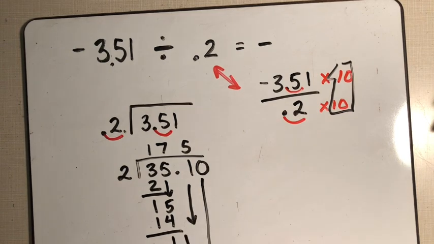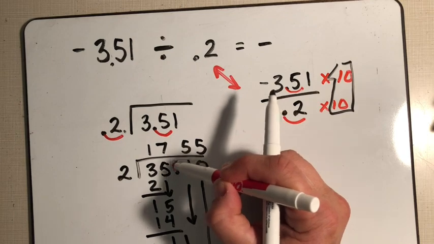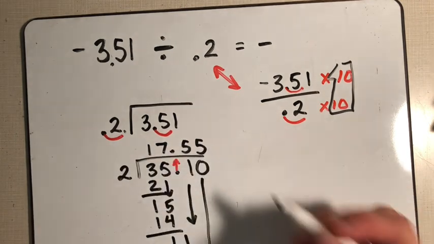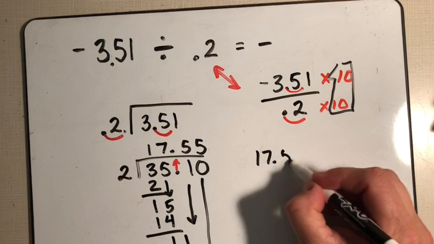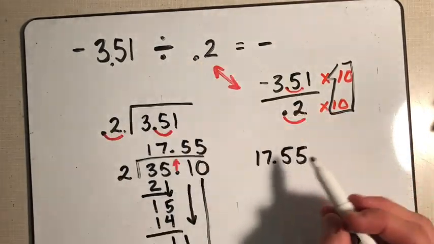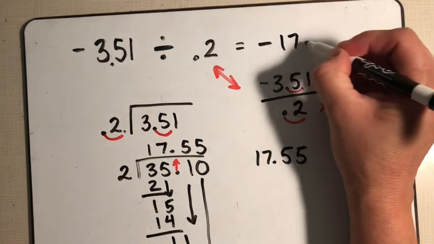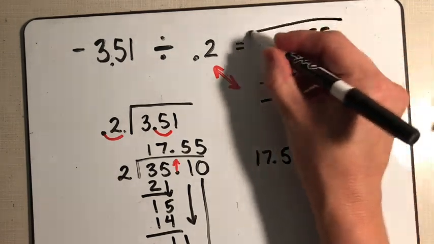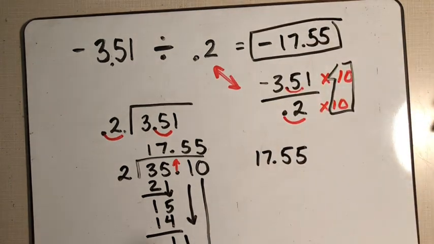Bring the 0 down, and now I've got 10. And 2 goes into 10 5 times. That's nice and even. 5 times 2 is 10. I've got nothing left. So now, because there's no decimal out here, I can just pop that decimal up into my answer. My answer is 17.55. Now we said that a negative divided by a positive is negative. So it's easy to forget about that negative sign after all that long division. So the final answer is negative 17.55.